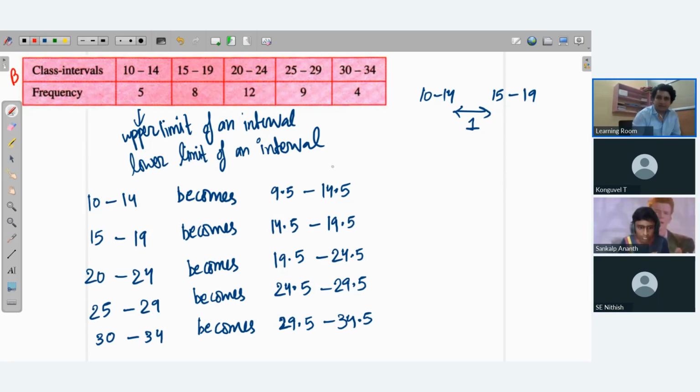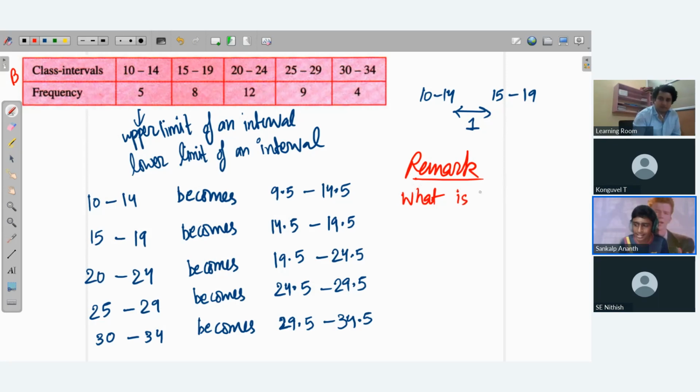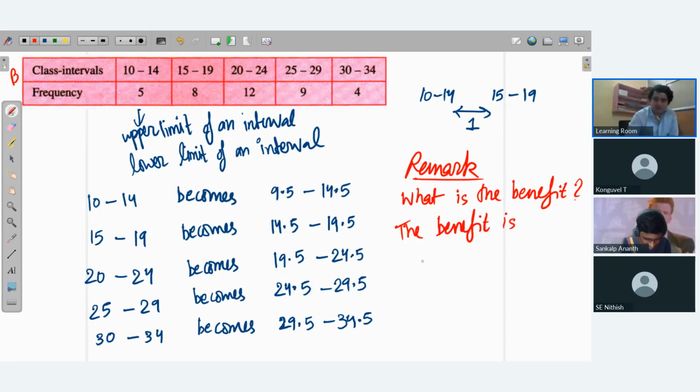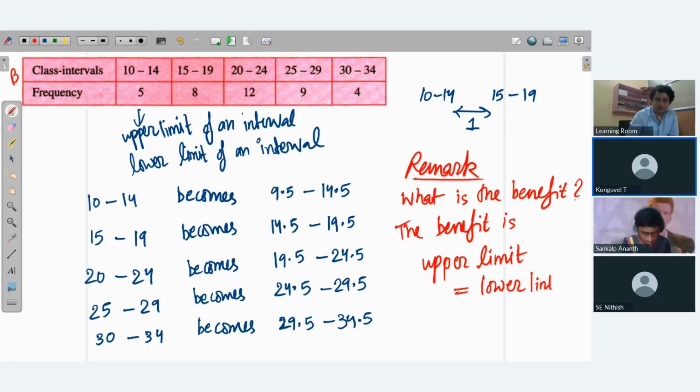So what is the benefit? So that the highest one in the first interval will increase by 0.5, and the lowest one in the second interval will decrease by 0.5. So we just make it into standard format. The benefit is the upper limit becomes the same as the lower limit of the next interval. We bring it back to the standard form. Yeah, right. So if you see, this is becoming same. This is becoming same.